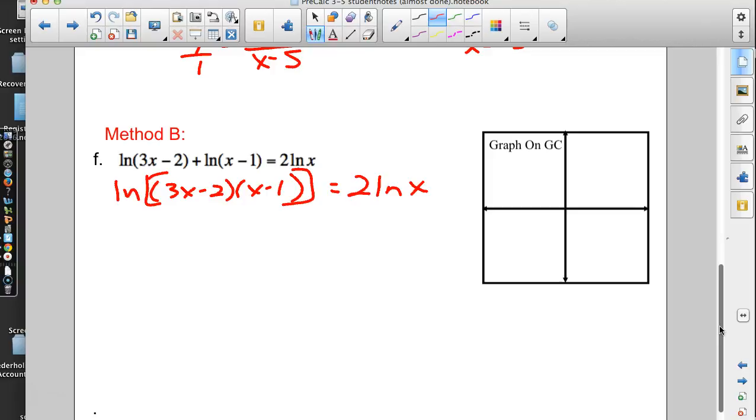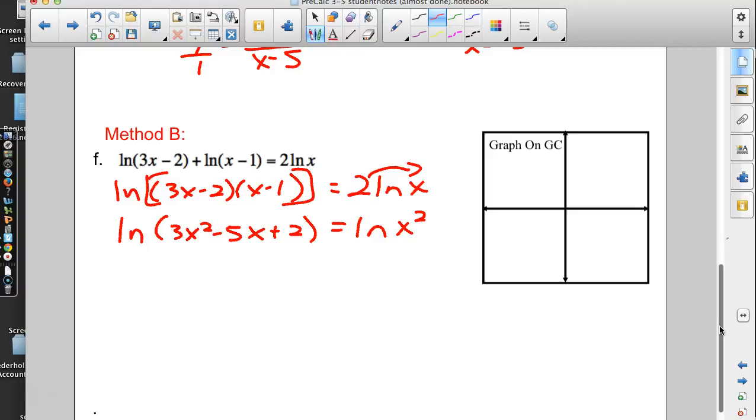But if it said natural log over here and natural log over there, then we could just drop the natural logs out because it would have that one-to-one relationship. So I'm going to put that 2 back up there. And I'll go ahead and do the FOIL on this. So natural log of 3x squared minus 5x plus 2 equals natural log of x squared.